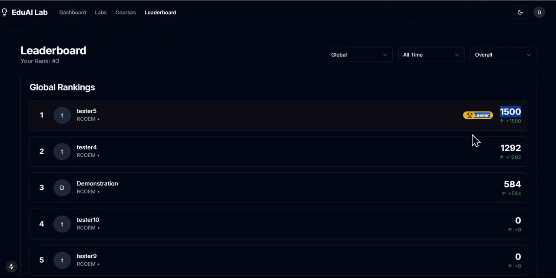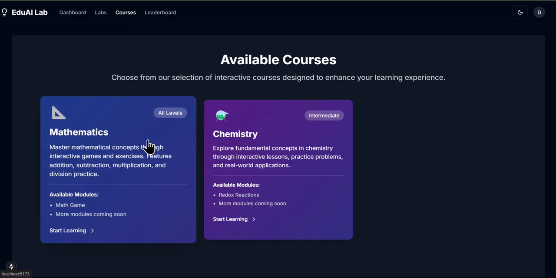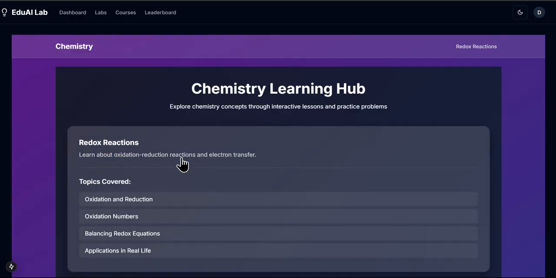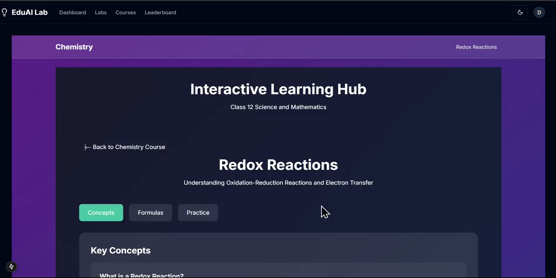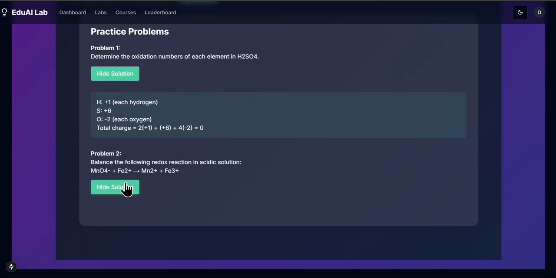This is the leaderboard. We currently have 2 courses, mathematics and chemistry. In mathematics courses, it is currently not working. And if we go to chemistry course, the redox reaction, suppose I go to oxidation and reduction, and here are the concepts, formulas, practice. We can also practice each question.